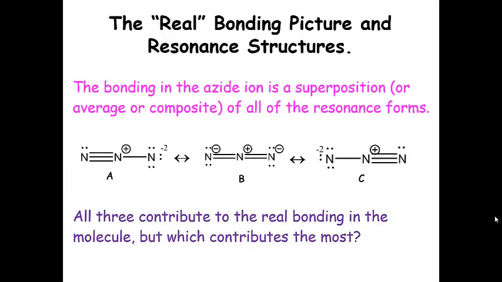Okay, so the bonding in the azide ion is actually a superposition, or an average, or a composite. Those are different words you can use for all of the resonance forms. But which one contributes the most? That's how we're going to decide on the preferred versus non-preferred resonance form. Whichever one contributes the most, we're going to call the preferred Lewis structure.